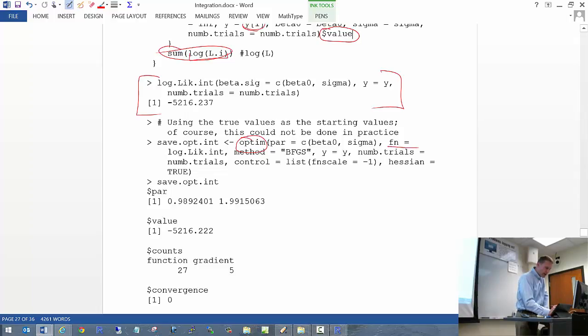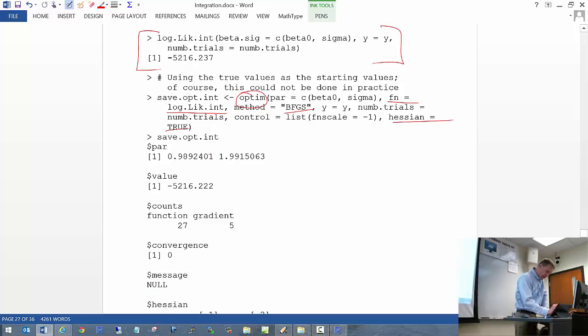My function that I'm going to optimize is called log.lik.int. Remember, I'm going to use BFGS as the method for optimization. And I pass in the other information I need, and I specify hessian equal TRUE. So then, what's returned? Here's beta hat 0, and here's sigma hat as well, which are identical to what we got from the glmer function. Essentially identical.